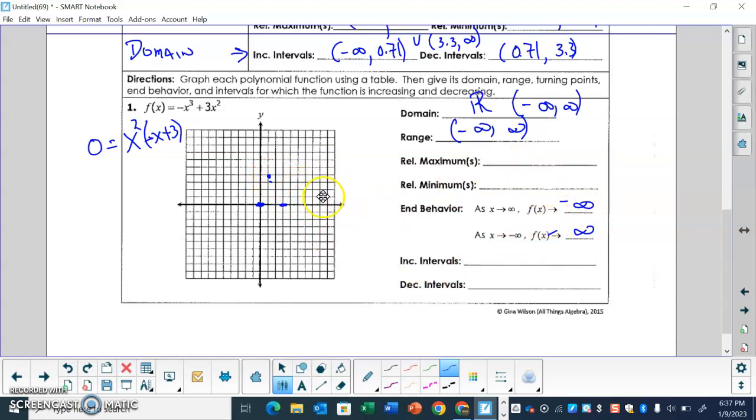And since I know the end behaviors, I know this side is coming down. And then it bounces off, goes to the maximum, comes back down. Remember, graphs are nothing more than sketches. They're just simple representations of kind of what's happening. It does not have to be perfect.